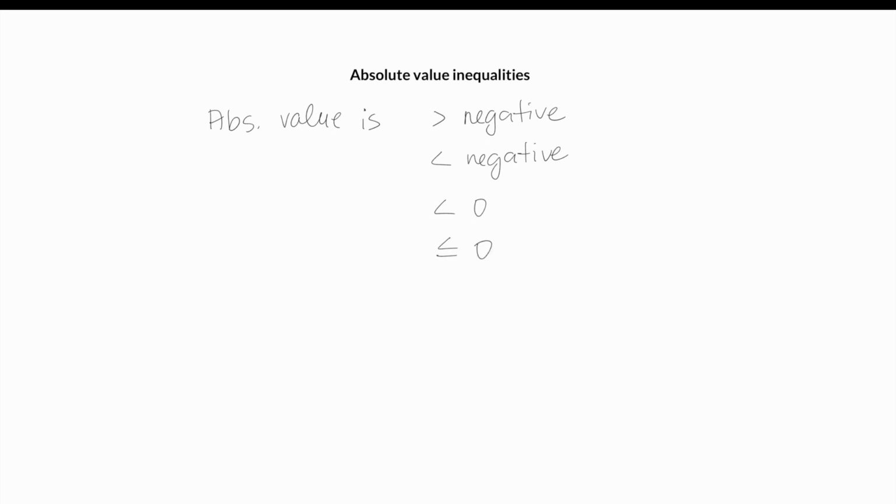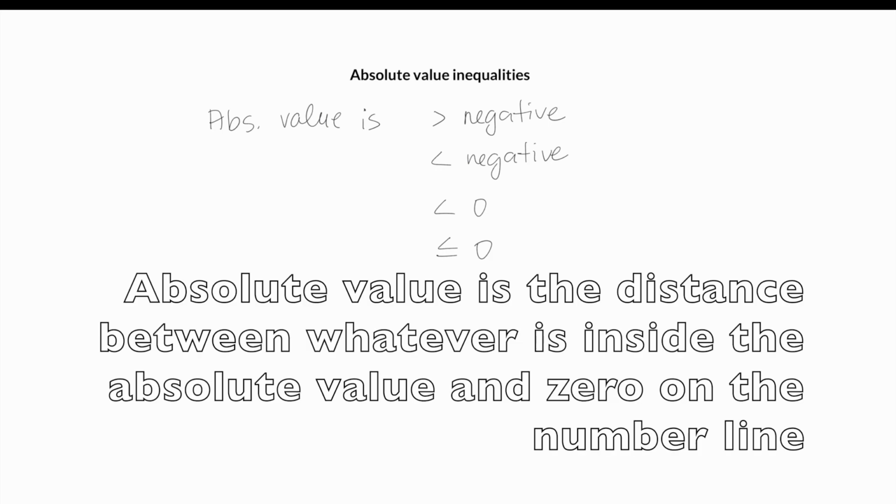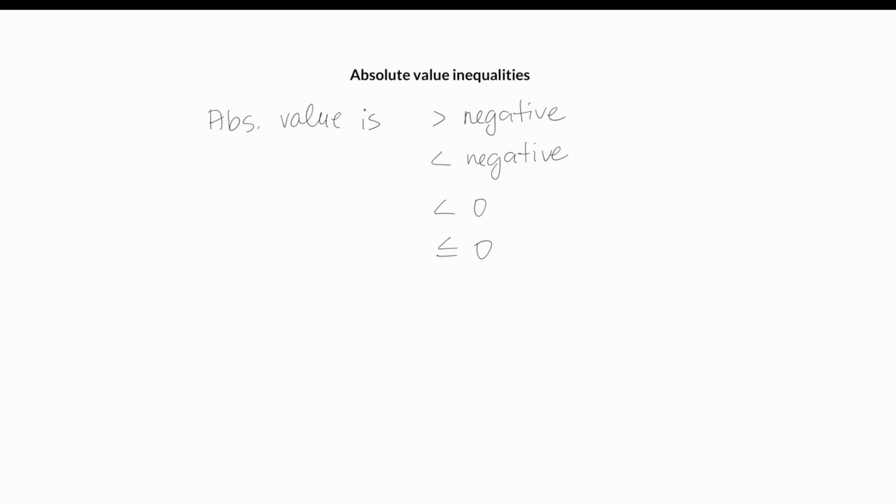To solve inequalities that look like one of these four, you really have to remember the meaning of the absolute value. Absolute value is the distance of whatever is inside of the absolute value away from 0. So we know that absolute value should never be negative. Keeping that in mind, if an inequality suggests that the absolute value is less than a negative, it will have no solution because the absolute value can never be negative.